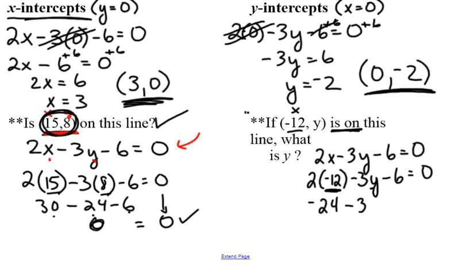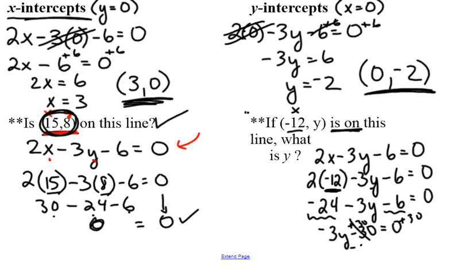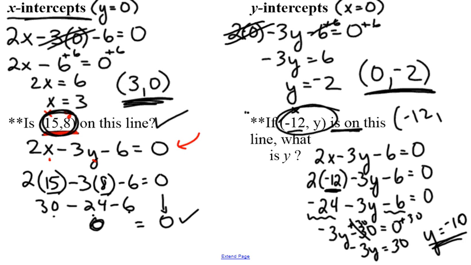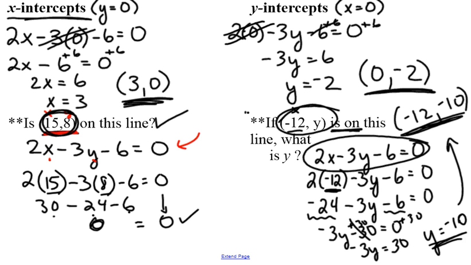Negative 24 minus 3y minus 6 equals 0. How are you going to solve for y? Combine like terms. Negative 3y minus 30 equals 0. Add 30. Negative 3y equals 30. Divide both sides by negative 3. So y is negative 10. So what do we know? We know that when x was negative 12, our y is negative 10, because those are the points that work in the equation.